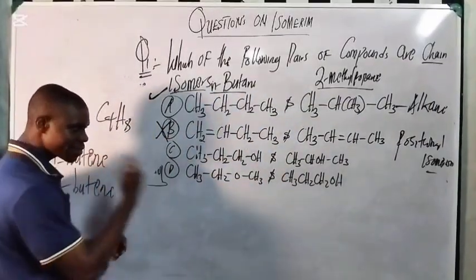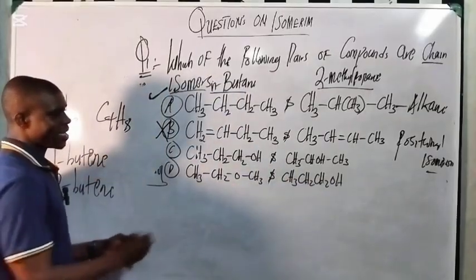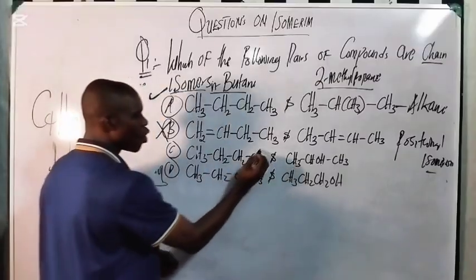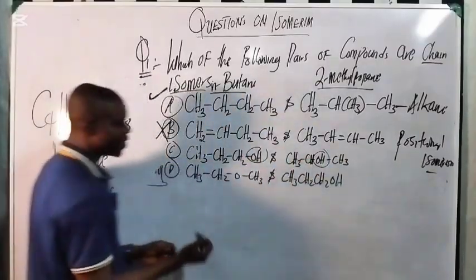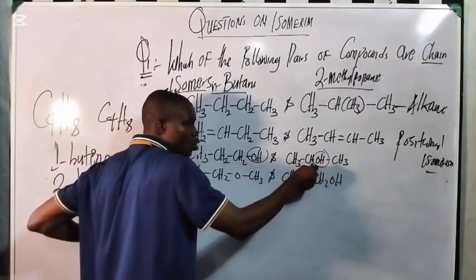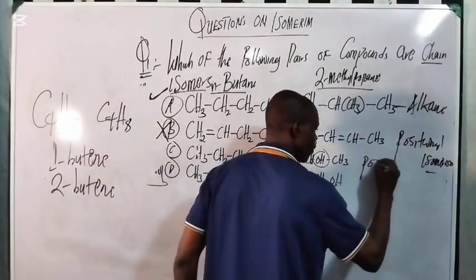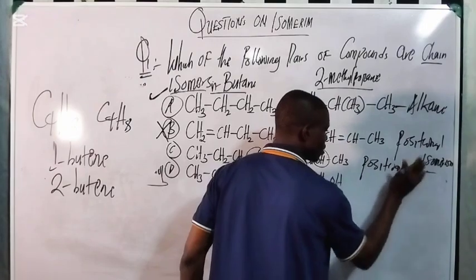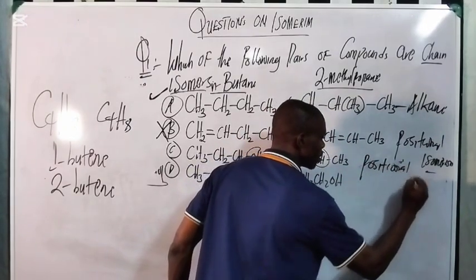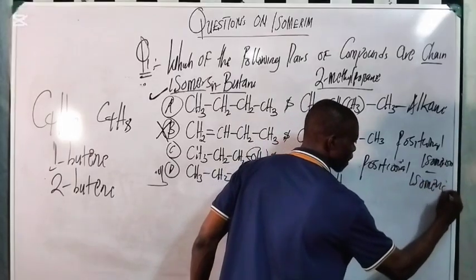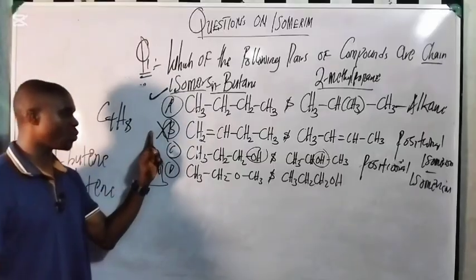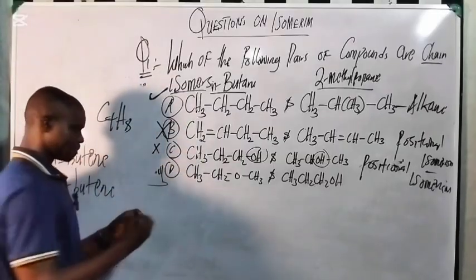Do you understand? Let's look at this guy too. This guy also, what? Positional isomerism. Why? Because here we have OH, here we have OH. The OH is at carbon number 1, while here it is at carbon number 2. This is called positional isomerism. Positional what? Isomerism. Do you understand? So this one is chain, this one is positional, this one is positional, which is the answer here.